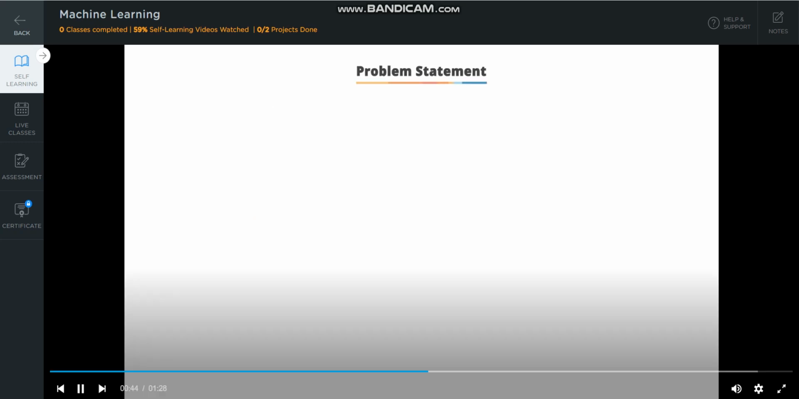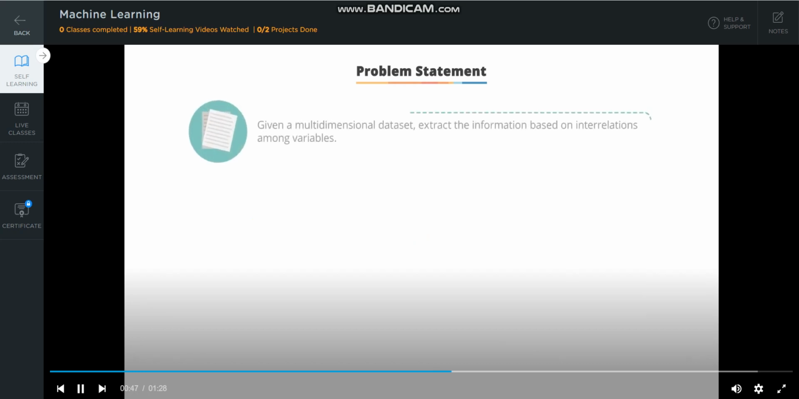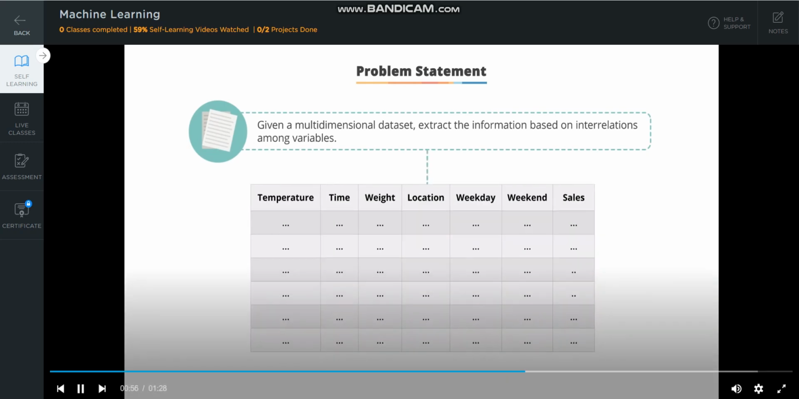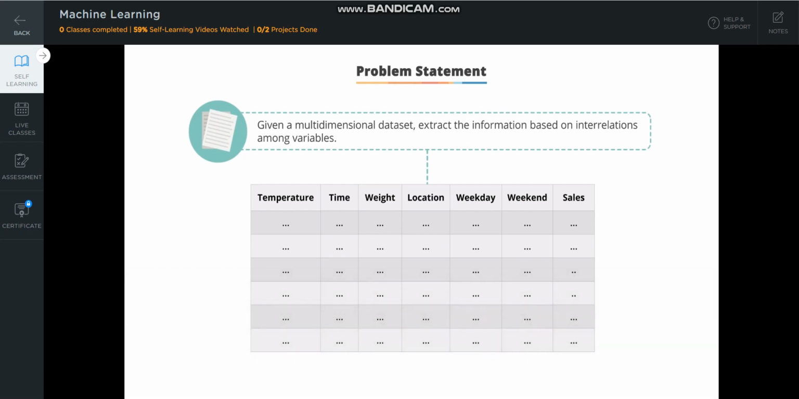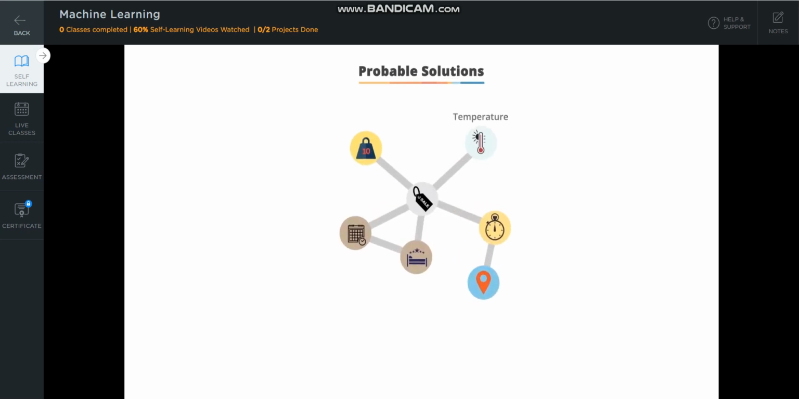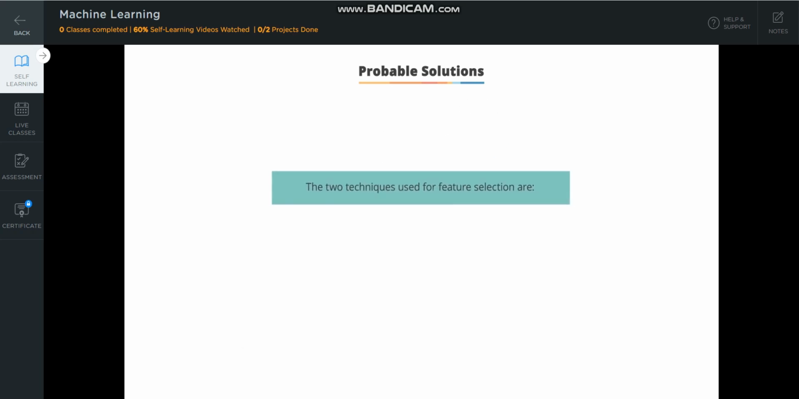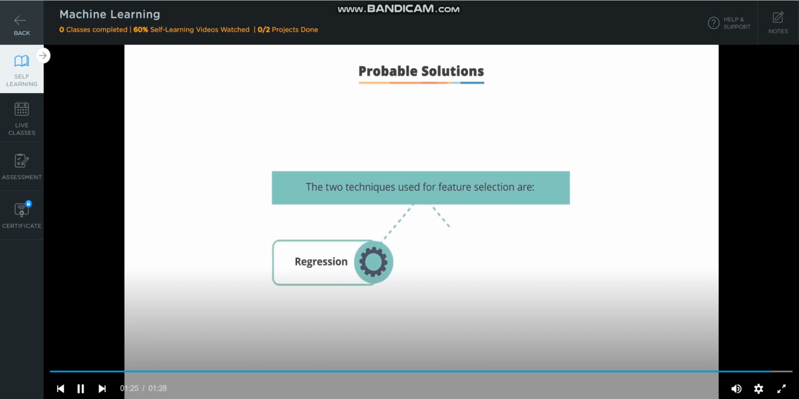Let's understand feature selection through a problem statement. Given a multidimensional data set, extract information based on interrelations among variables. Look at the given table. Is there any interrelation among the variables? If there are interrelations among the variables, then how will you find them? So, to draw the right conclusion from a statistical analysis and to find out the interrelations among the variables, it is very important to understand the relationship between variables. Statistical relationships between variables are dependent on notions of regression and correlation. The two techniques used for feature selection are regression and factor analysis.